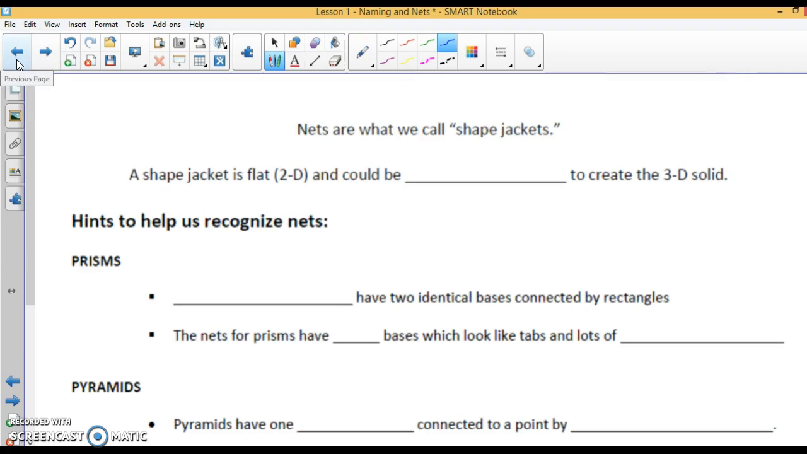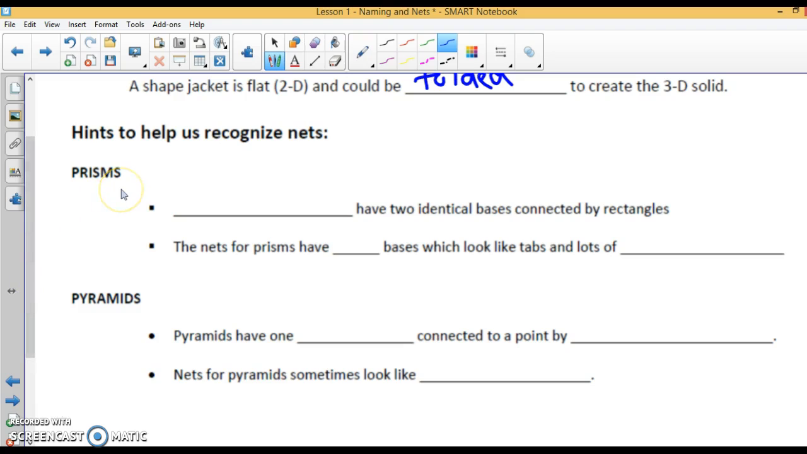Nets are called shape jackets. A shape jacket is a flat 2D figure that can be folded to create a 3D one. A net is basically the surface area of a shape. If I unfold a net, a prism is going to have two identical bases connected by rectangles. The nets for prisms have two bases, which look like tabs, and lots of rectangles.